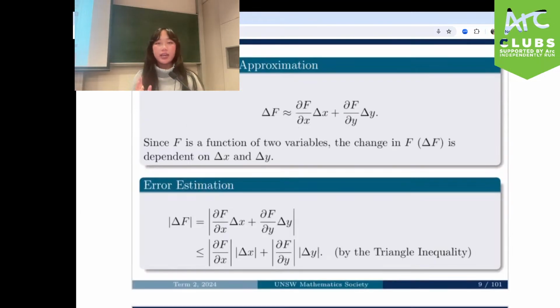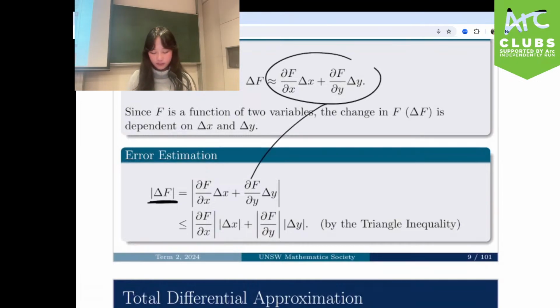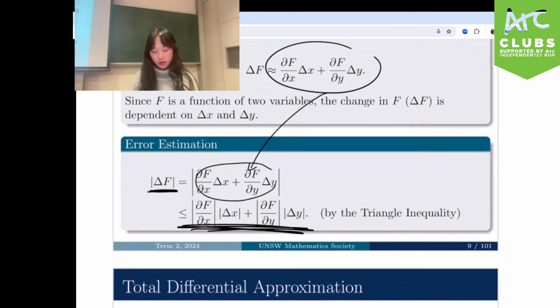And we can also actually get an upper bound for when we're estimating error. So when we're estimating error, we take the absolute value of our function delta f here, and what we do is we sub this in here, and then we use the triangle inequality to kind of split it up, yeah? So after splitting it up, we get something which looks like this. All right, so that's our triangle inequality, which gives us an upper bound for our absolute value of delta f. So these bars here mean absolute value.